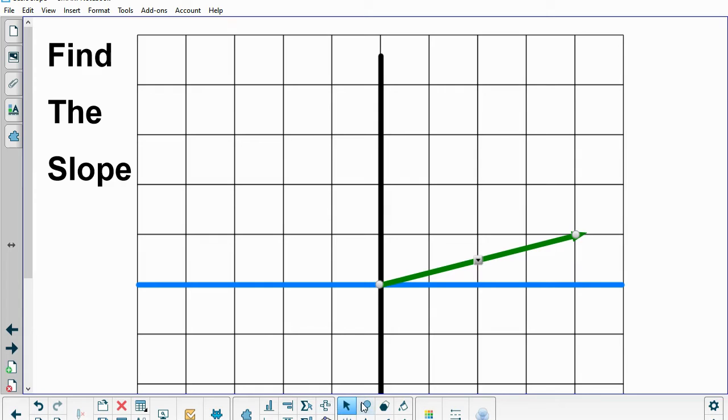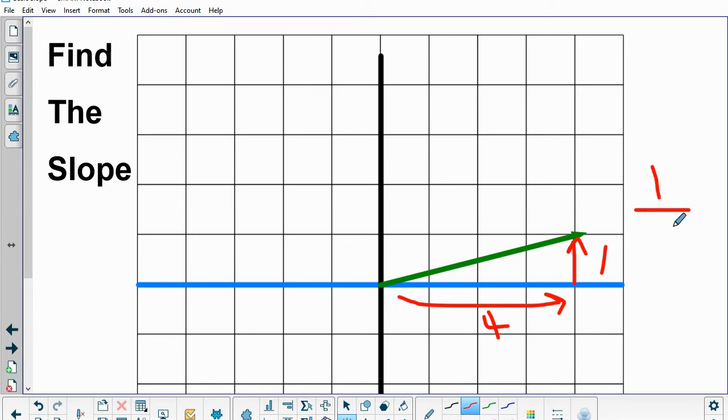To illustrate that or show that, let's grab our little marker and write in those numbers here. Like I said, I went over 4 and up 1. So to write the slope, I just write that ratio, 1/4. And it's as simple as that. That's how you find basic slope.